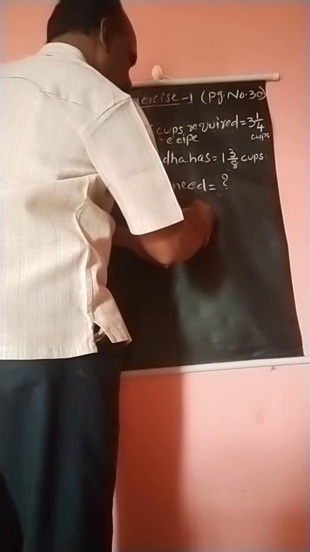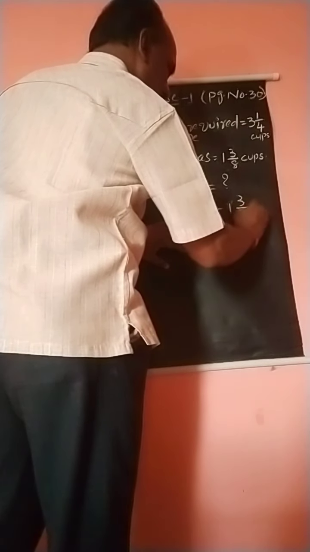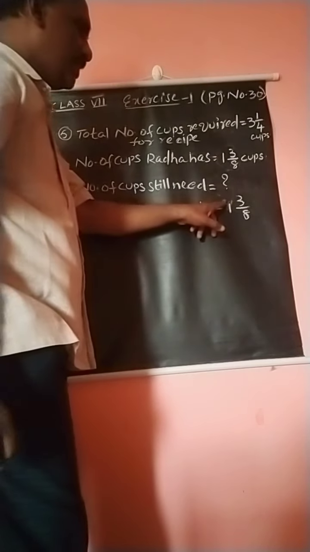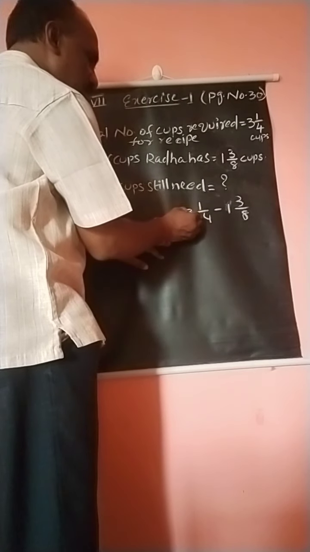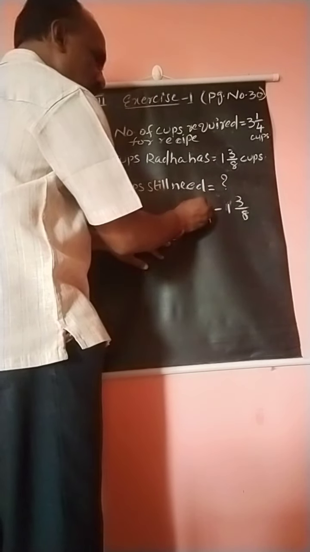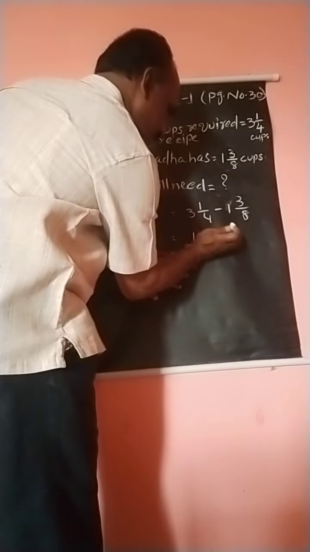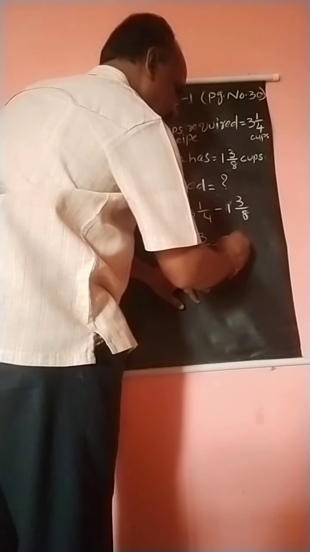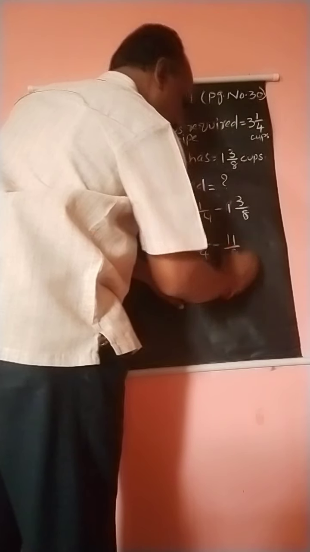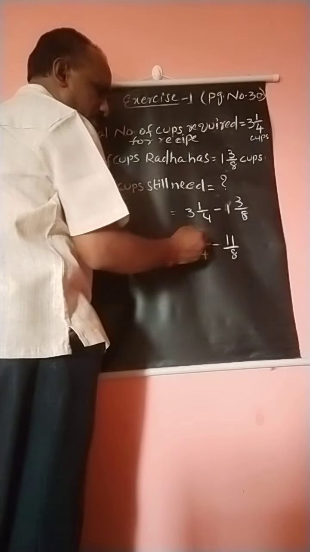That is equal to, listen, 3 1/4 minus 1 3/8. These two are mixed fractions. Convert the mixed fractions into improper fractions. 4 3s are 12, 12 plus 1 is 13, so 13/4. Minus 1 3/8: 8 ones are 8, 8 plus 3 is 11, so 11/8. Now we want to subtract 11/8 from 13/4.